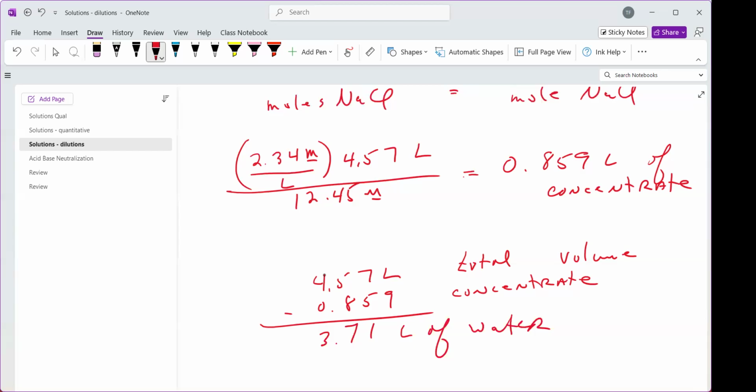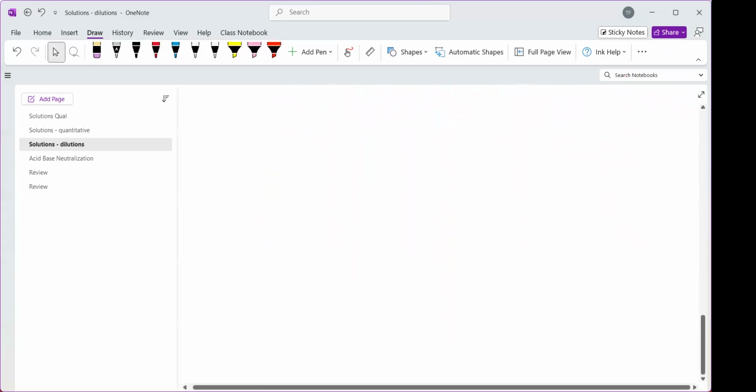Let's two-step again. Okay, first, you calculate liters of the concentrate. Then you figure out how much water you got to add to bring up your final volume in the dilute. So this is a dilution problem. Okay, does everyone see where I got the numbers on this? Okay. Let's do another one.